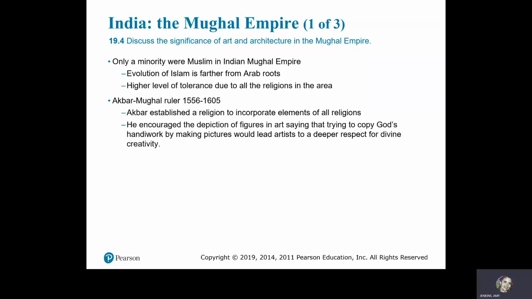In India, the Mughal Empire, only a minority were Muslim. The evolution of Islam is farther from its Arab roots. The higher level of tolerance is due to all of the religions in the area. Akbar, the Mughal ruler from 1556 to 1605, established a religion to incorporate elements of all religions in the area. He encouraged the depiction of figures in art, saying that trying to copy God's handiwork by making pictures would lead artists to a deeper respect for divine creativity.